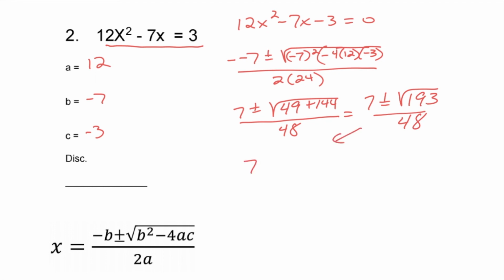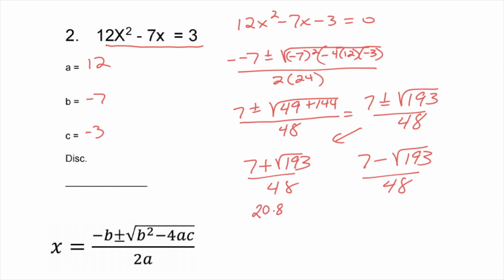We'll have 7 plus the square root of 193 divided by 48, and we'll have 7 minus the square root of 193 divided by 48. And at this point, you have no choice but to put it in the calculator, or you do have a choice, but for right now, we're just going to put it in the calculator. 7 plus the square root of 193 is 20.892, and we'll divide that by 48. And when we do that, we get 0.435. So one of the solutions is x equals 0.435.